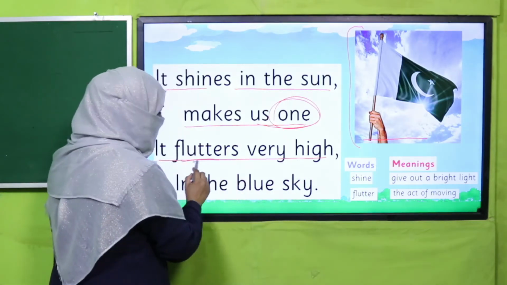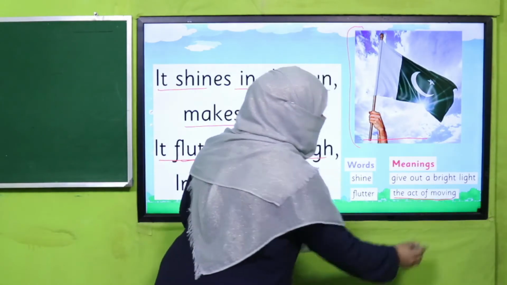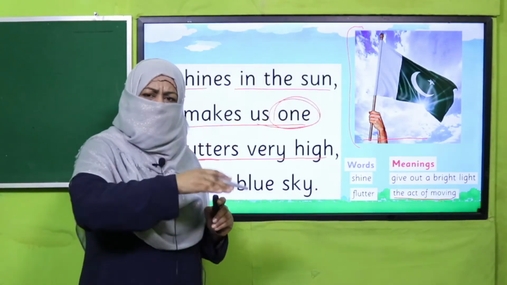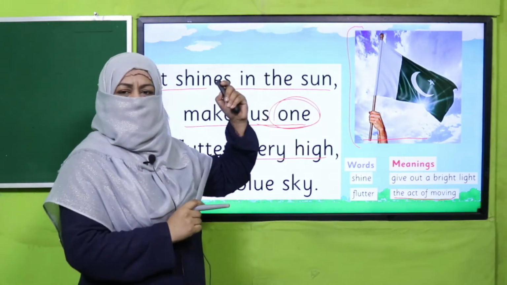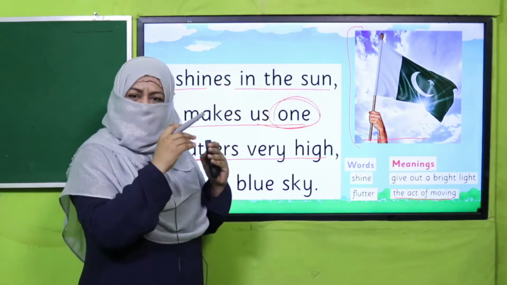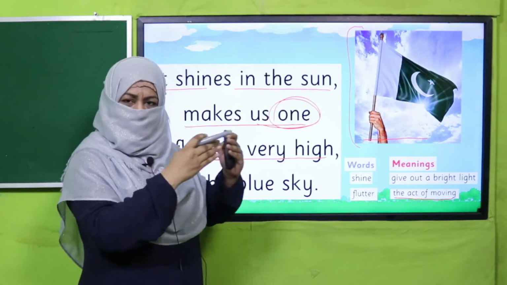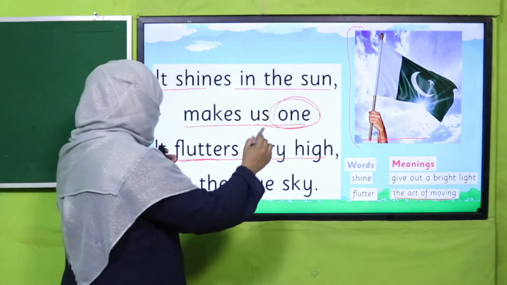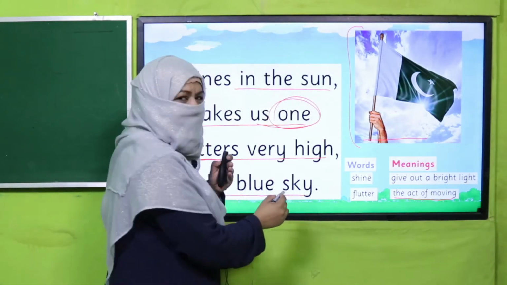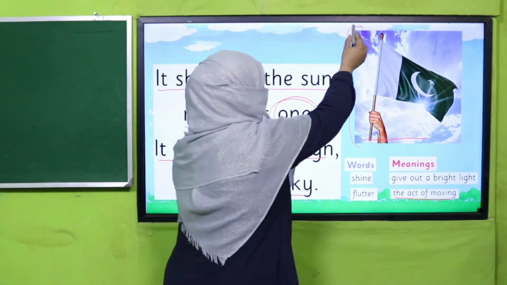It flutters very high. And what does flutters mean? It means the act of moving. When anything moves with the air, there is a movement. It is called flutter. So when you raise a flag, in air, it flutters. That is the way it moves. That's called flutter. So it flutters very high in the blue sky. Yes, it is. You can see in this picture.